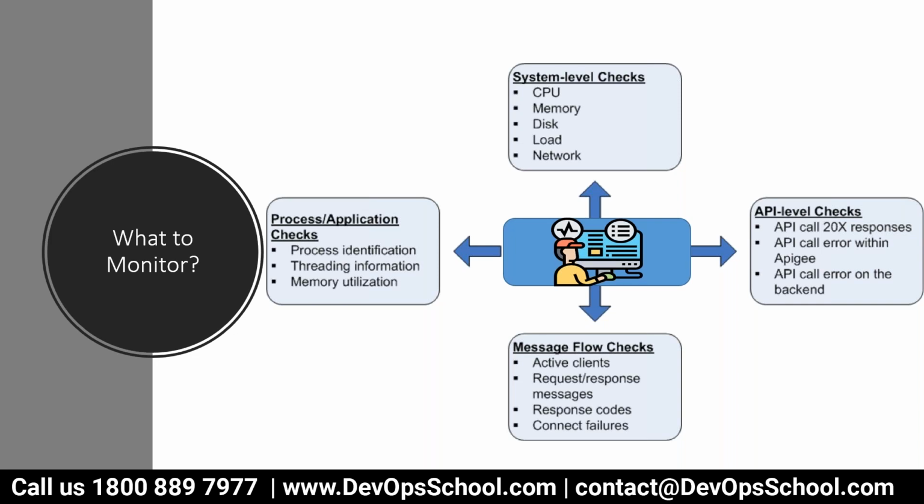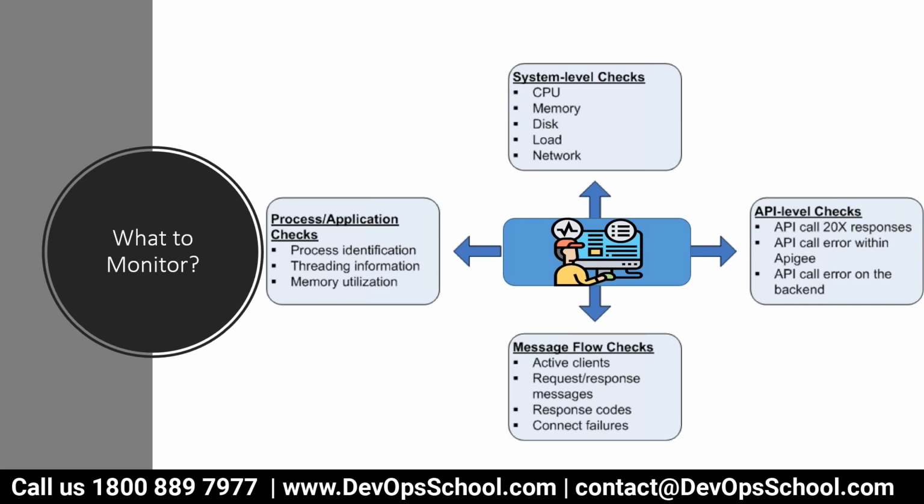Like CPU, memory, disk, load, network. We also want to monitor the process level checks and application level checks. That means whether this process is running or not, this process's threading information, memory utilization of that particular process, and stuff like that. Also, we want to check message level checks, like active clients, number of requests, number of response codes 200, 300, 400, 500, and all.